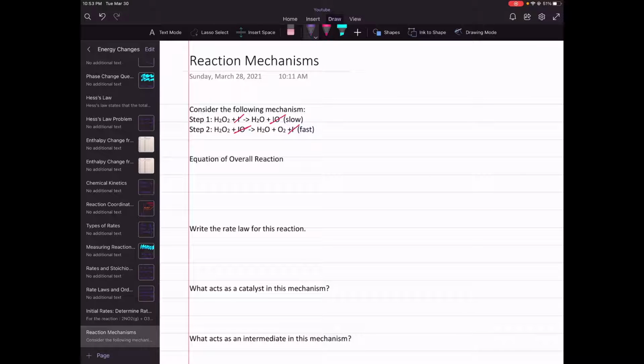So the overall reaction then is 2H2O2, because we have two H2O2s forming 2H2O plus O2, because those are the things that are left over in the two equations. So we just brought them down, arrow kept in the same place. We have two H2O2s forming two H2Os and an O2, and that is the overall reaction equation.